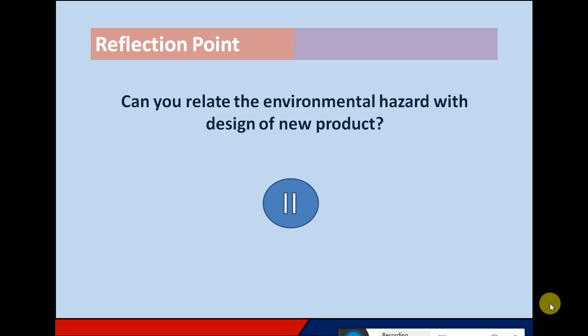Yes, environmental hazards can be reduced by redesigning the product. For example, electric vehicles. Previous vehicles used either diesel or petrol, but those fossil fuels are limited and they also emit CO2. So it is necessary to redesign the vehicle which will use alternative resources. So nowadays the electric vehicle business is booming.